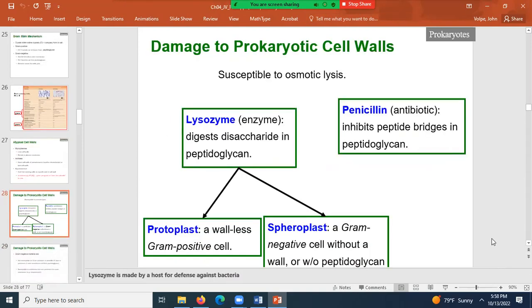All right. You can damage the cell wall of a prokaryotic cell, making the cell susceptible to osmotic lysis. You don't need to know how you can do that, but you can do it with an enzyme, lysozyme, which actually digests the peptidoglycan, or you could damage the cell wall with penicillin, an antibiotic, which inhibits the bridge formation of peptidoglycan.